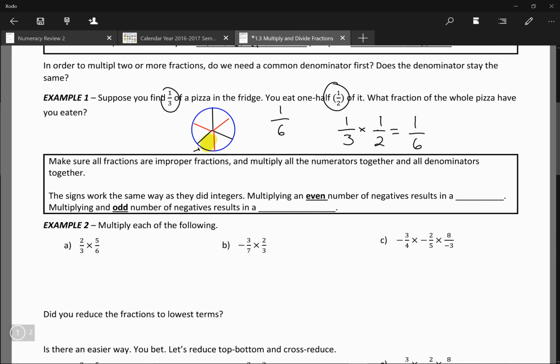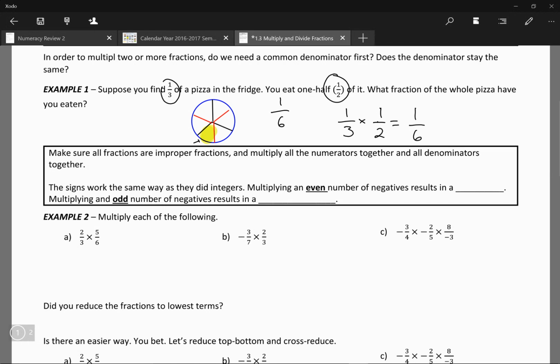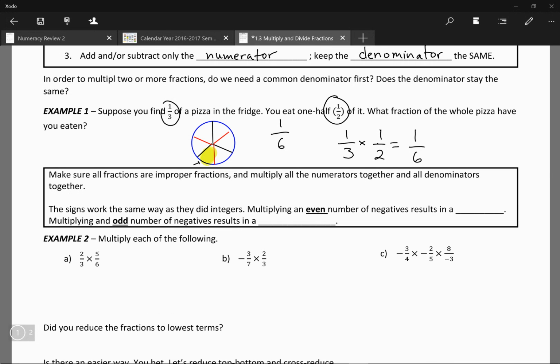So this is a multiplication problem. Now make sure all fractions are improper fractions and multiply all the numerators together and all the denominators together. The signs work the same way as they did with the integers. So multiplying an even number of negatives results in a positive, and multiplying an odd number of negatives results in a negative answer.